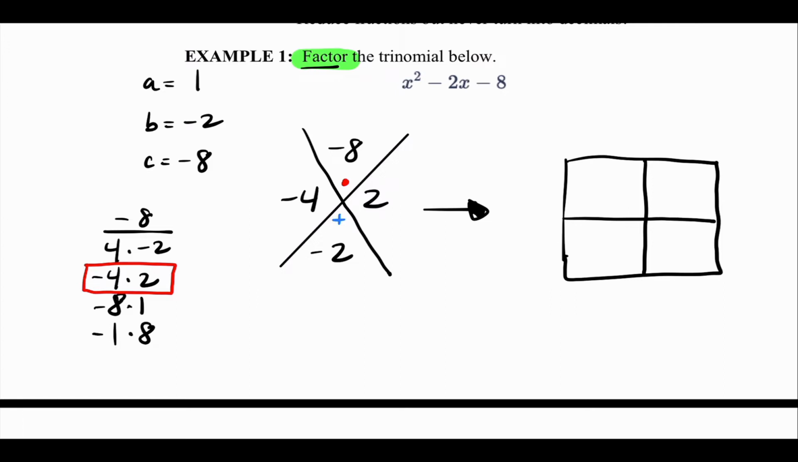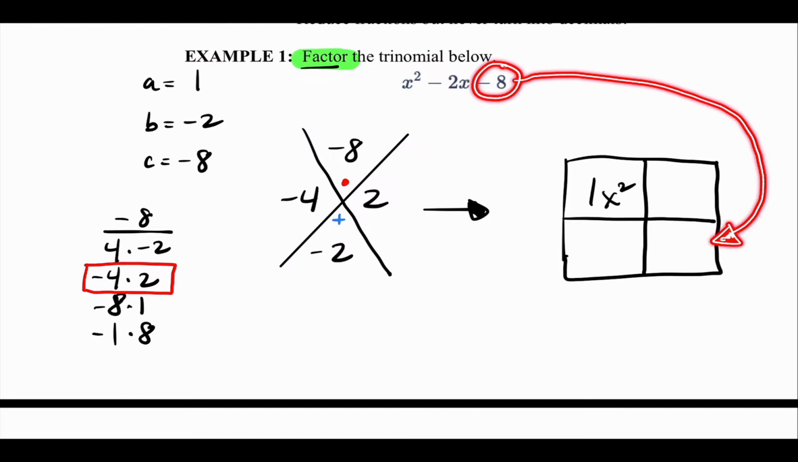Okay. So how do we use the box? Well, A, whatever A is with its x squared, so this guy right here, 1x squared, always goes in the top. So 1x squared always starts there. This guy, C, always goes last. So -8 goes down here.